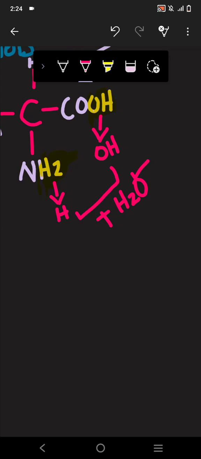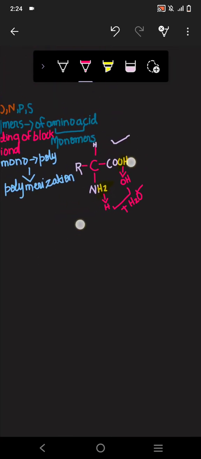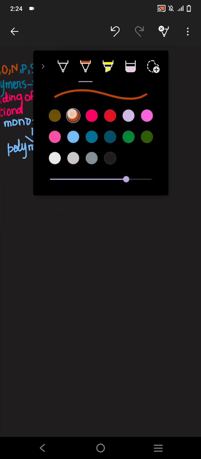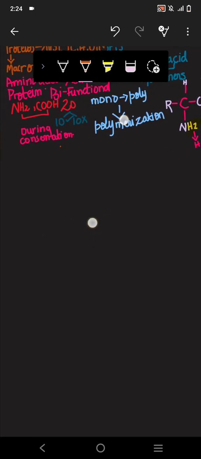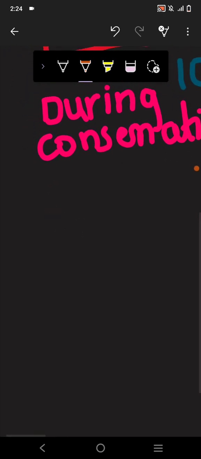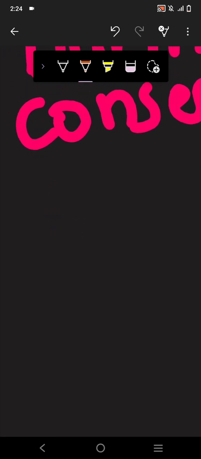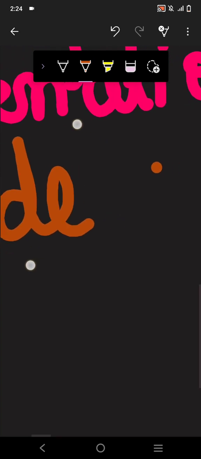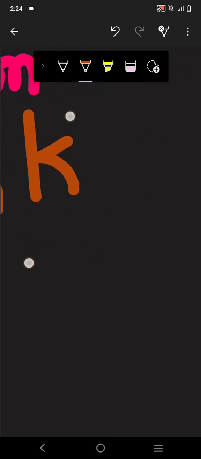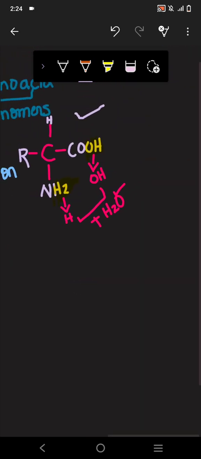So it will be attaching with another amino group, the second one, and the linkage between them, as I told you, in the carbohydrates it was a glycosidic linkage. So the linkage between them will be known as the peptide linkage. Peptide linkage, it's a name. Let me make that linkage so that it could be easier for us to understand.